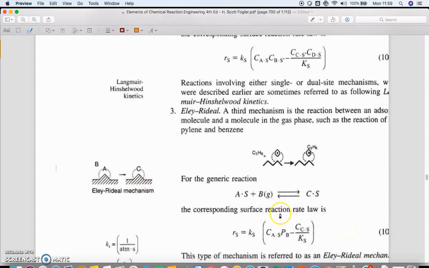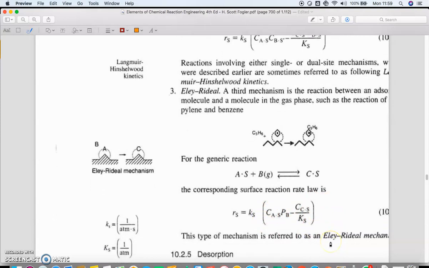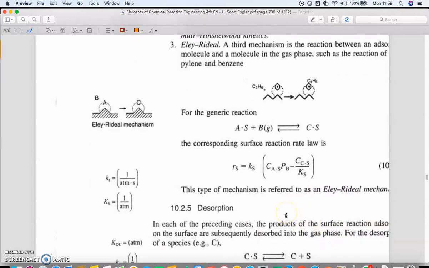So how we derive the rate law: rS equals kS, and since A is attached on S, CA dot S. B is not attaching on the active site, so it remains as PB. So this is the difference. And then we have product C dot S, so C dot S over KS. This type of mechanism is what we call the Eley-Rideal mechanism, and it only occurs in a surface reaction.